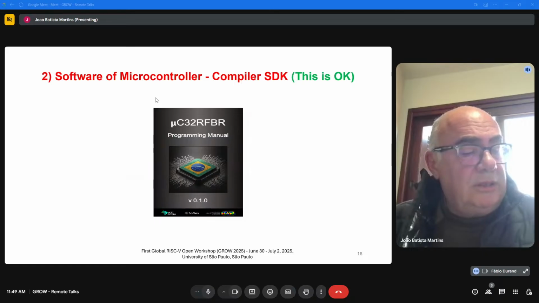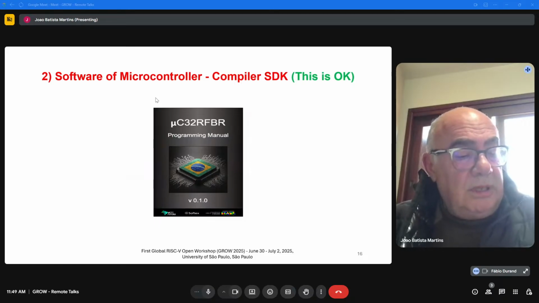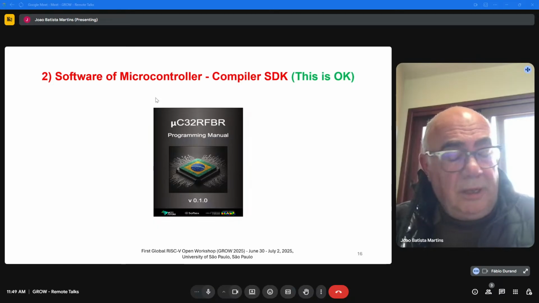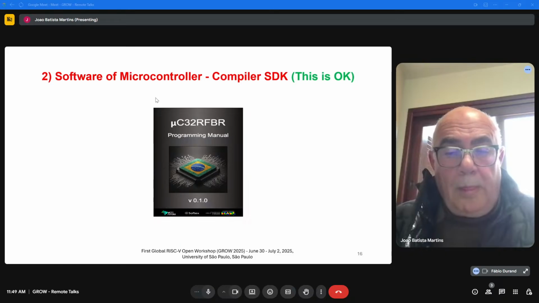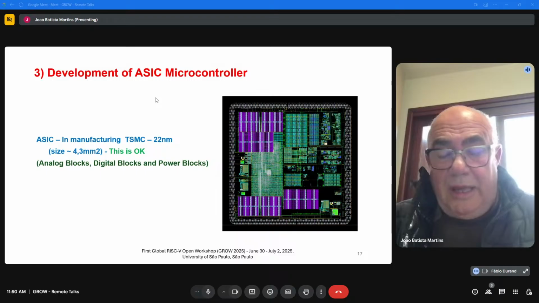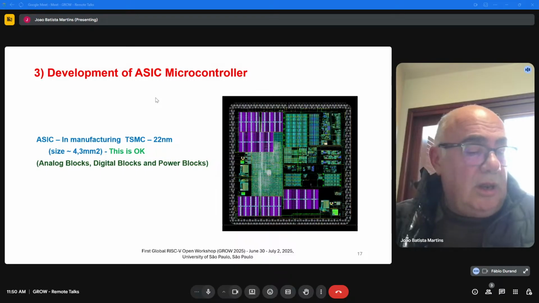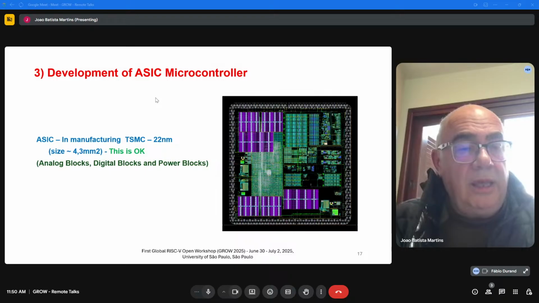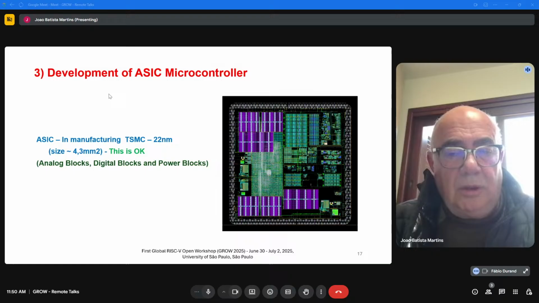Stage two is related to the processor software. We developed a compiler and drivers for all peripherals. This was validated on FPGA, with very good performance. Stage three is related to the complete ASIC, and all digital and analog blocks were synthesized, including silicon memories, and are being delivered in July for test. The size is 4.3 square millimeters. This is okay.